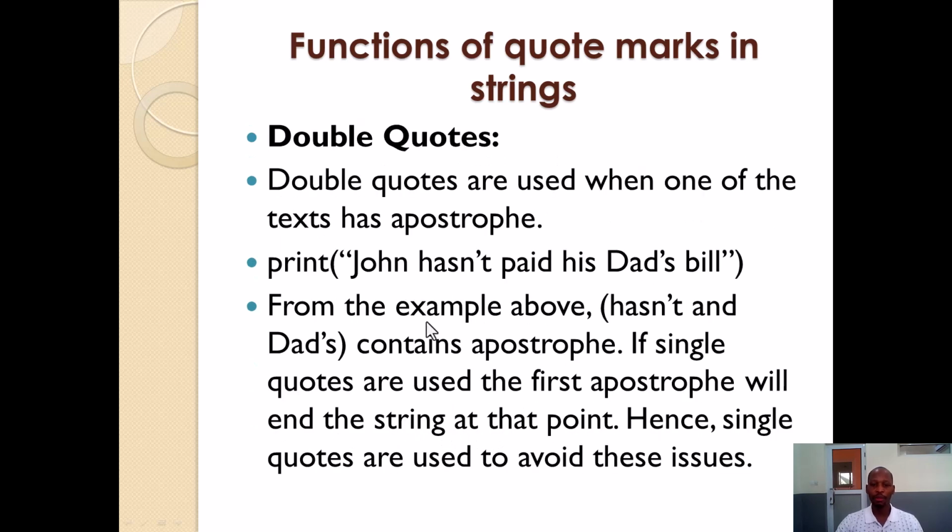Then we also have the double quotes. Double quotes are used when one of the texts has an apostrophe. So let's look at this example. John hasn't paid his dad's bill. Now, hasn't has an apostrophe here, and dad's also has an apostrophe. So if we use single quote here, this will disrupt it. It will consider only this part as the block of code, I mean string. So in this case, we have to use the double quote.